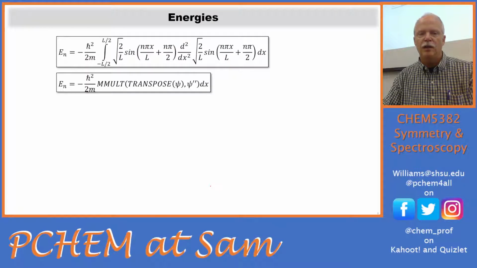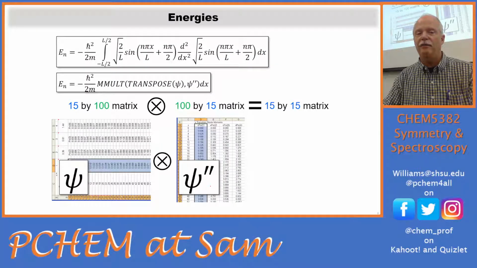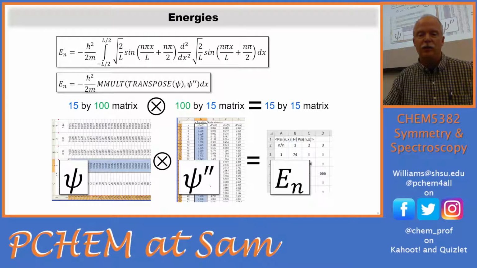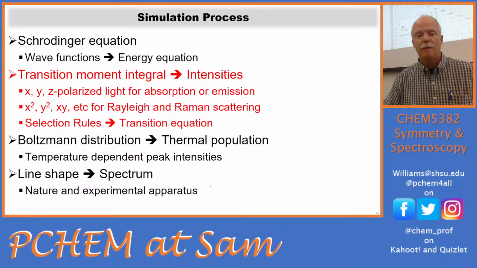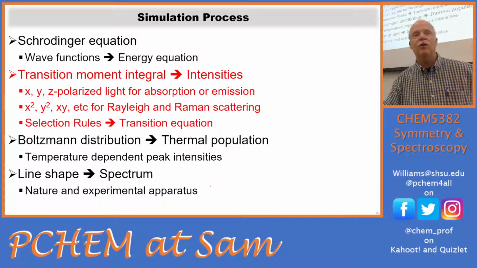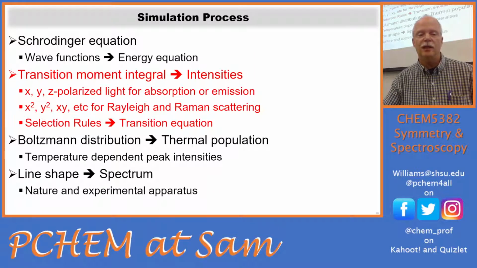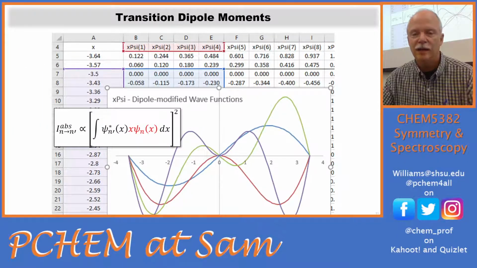Okay. So we get our energies. We did the matrix multiplication, only now we have a 15 by 15 matrix because I have 15 quantum states in the high resolution worksheet. We get our energy patterns. These are our eigenvalues. We have the transition moment integrals. So we did these for X, Y, Z polarized light and Rayleigh-Raman scattering. So we have the X times our wave function.